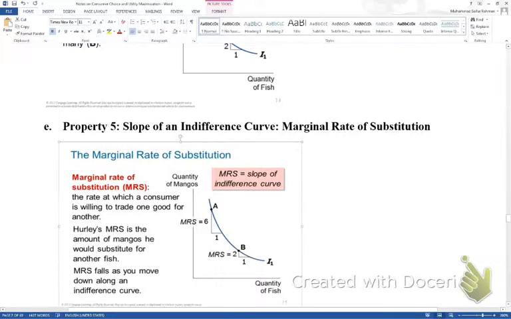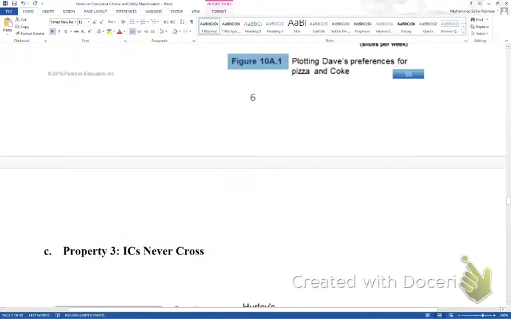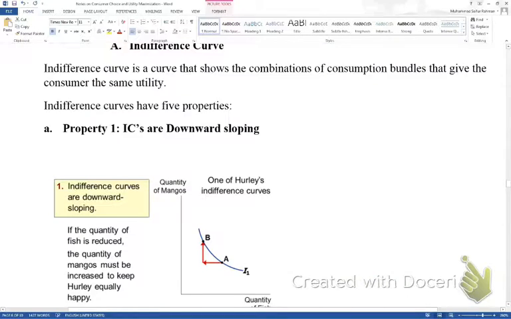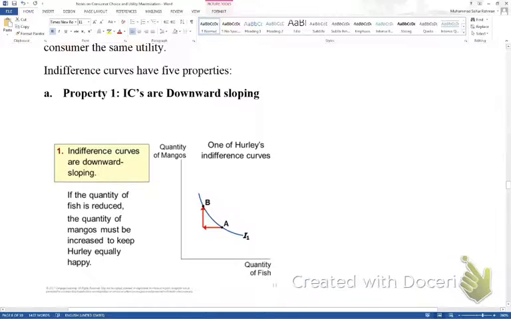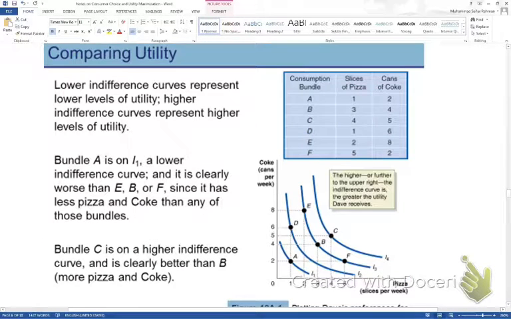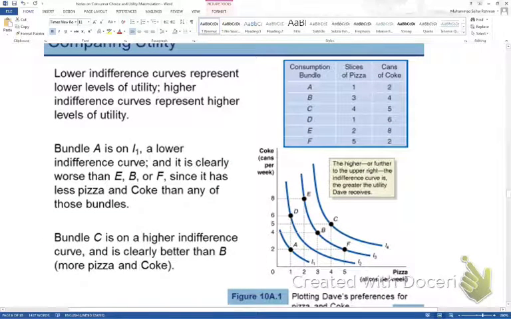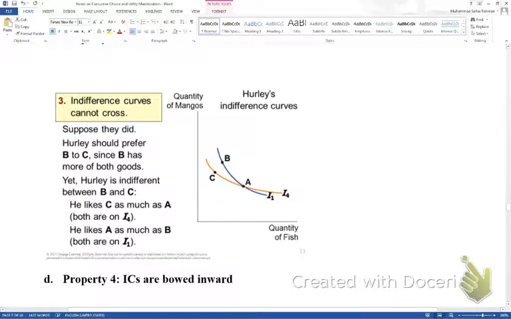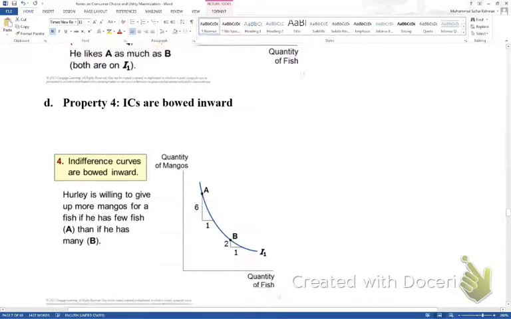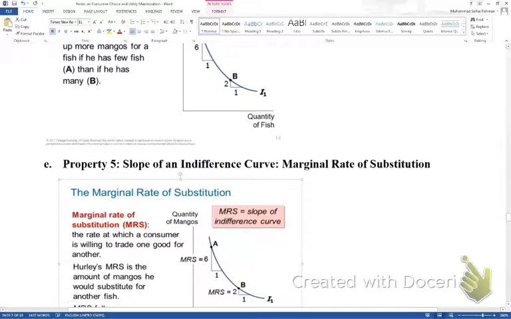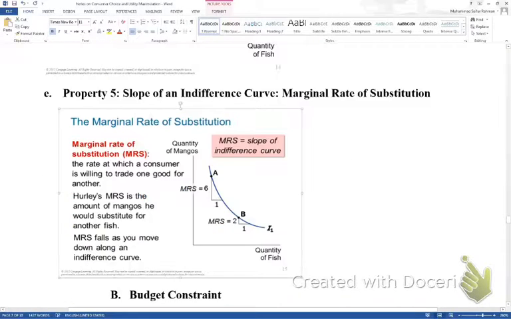Okay, so that's our indifference curve. We have looked at several properties. Let's review them one more time. The first is that it's downward sloping, and then a higher indifference curve indicates higher utility. Indifference curves do not cross each other. They are bowed inward, and the slope of the indifference curve is called the marginal rate of substitution.